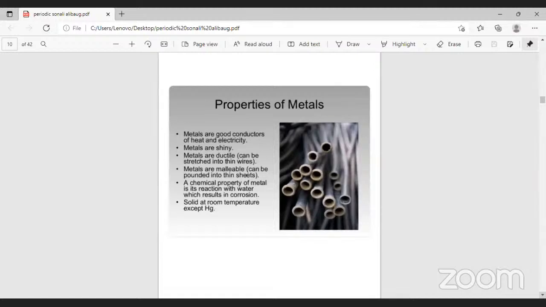So is there any metal which is liquid at room temperature? Student? Mercury. Mercury. Okay. You are reading slide. Good. Who are you? Your name, please. Yes.